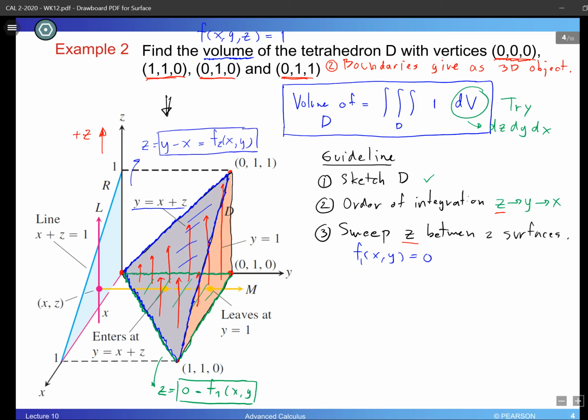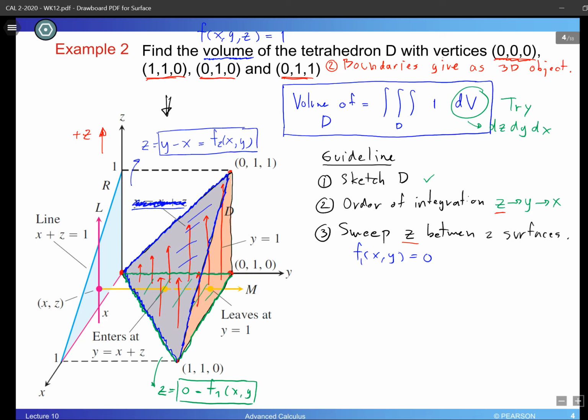Well, the thing is, what if this is not given to us? What if this is unknown? Is it possible to use the information we got from the problem to find this equation? So let's take a look here. Instead of having this equation, we are going to find this ourselves. We are going to do that by using two vectors.